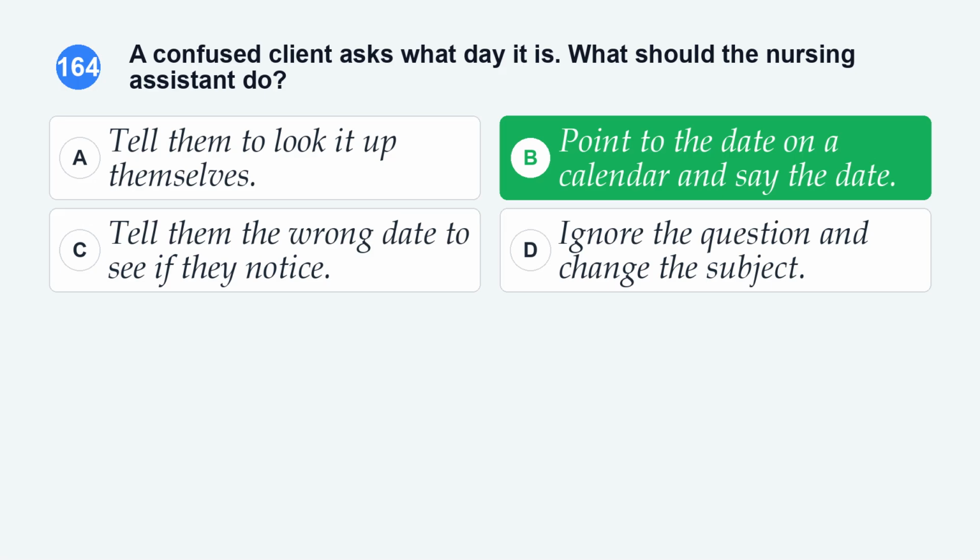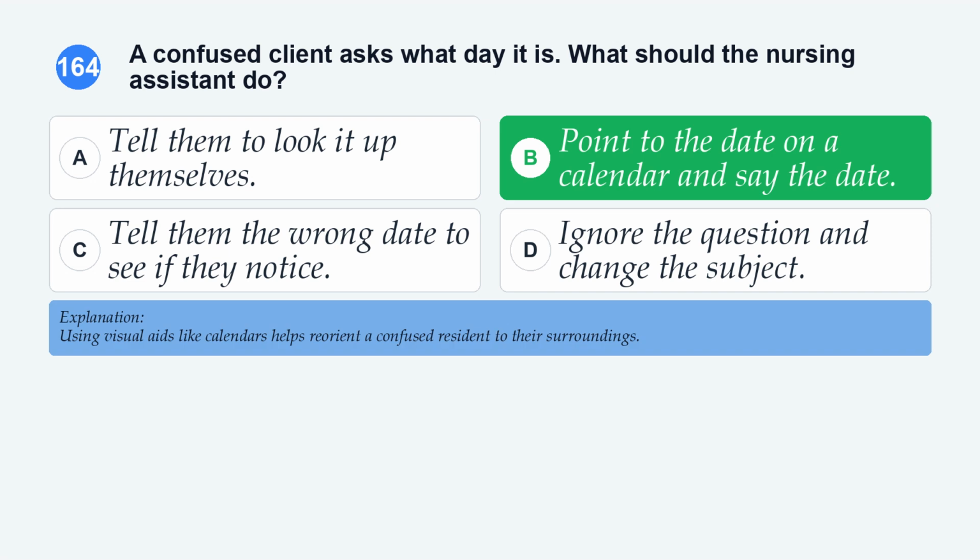The correct answer is option B. Point to the date on a calendar and say the date. Explanation. Using visual aids like calendars helps reorient a confused resident to their surroundings.